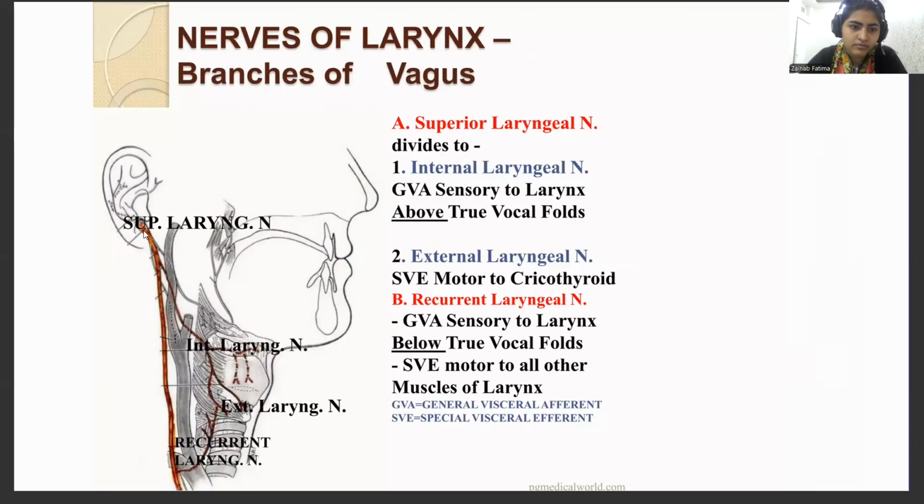As you can see here, the superior laryngeal nerve, inferior laryngeal nerve, this external laryngeal nerve, and recurrent laryngeal nerve. Then we will go to the external laryngeal nerve, motor to cricothyroid. Then we have the recurrent laryngeal nerve, which is sensory to the larynx below the true vocal folds and motor to the muscles.